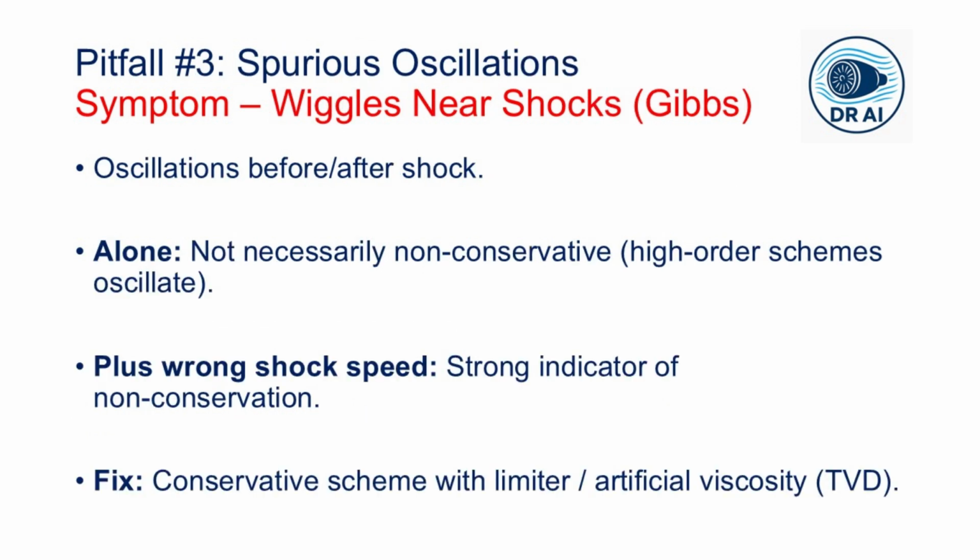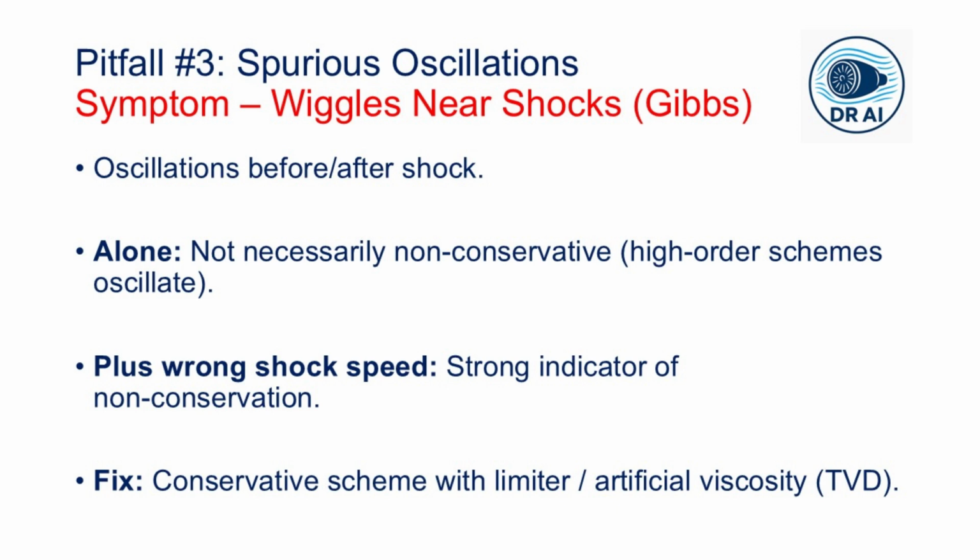And lastly, the spurious oscillations near the shocks. You capture a shock, but you see wiggles, oscillations up and down just before and after the shock. So this is the Gibbs phenomenon. It does not necessarily mean your scheme is non-conservative, but even conservative higher-order schemes can oscillate. But if you see oscillations and the shock speed is wrong, that is a strong indicator of non-conservation. The fix is to use the conservative scheme with some form of limiting or artificial viscosity, like a TVD, which is often abbreviated as total variation diminishing scheme.